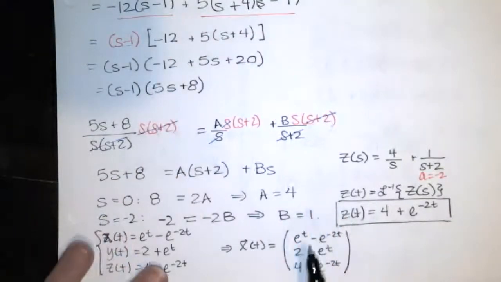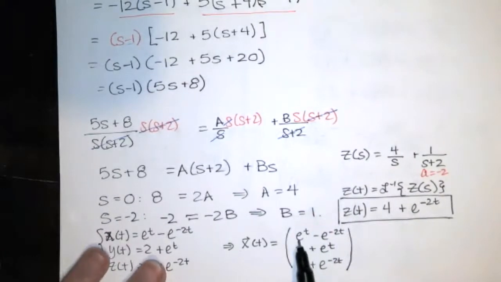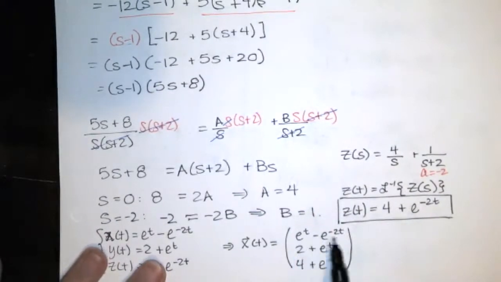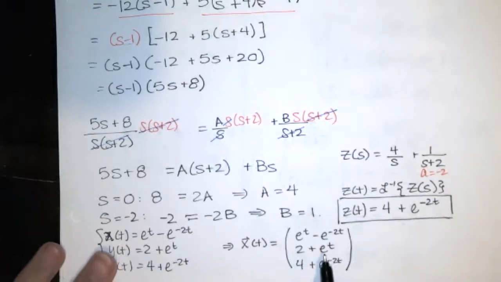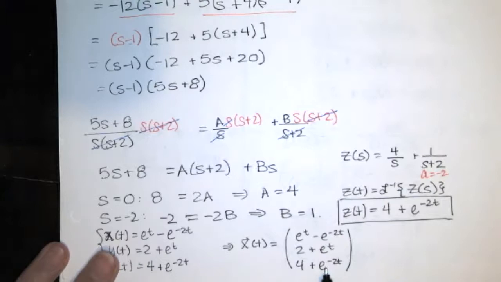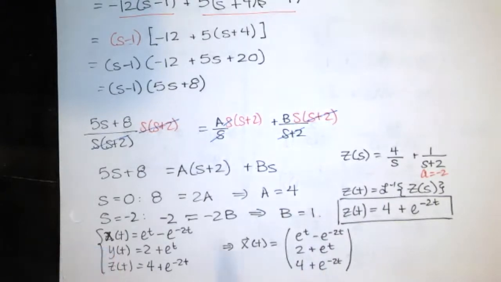So let's check. If t equals 0, I have e to the 0 minus e to the 0. So that's 1 minus 1, which is 0. Good. I was supposed to get 0 there. And if t equals 0, I've got 2 plus e to the 0. E to the 0 is 1. 2 plus 1 is 3. Good. I was supposed to get a 3. And this last one is supposed to be a 5. And it is a 5. If I substitute t equals 0 here, I've got 4 plus e to the 0, or 4 plus 1, which is 5. So I know that my initial condition is satisfied.